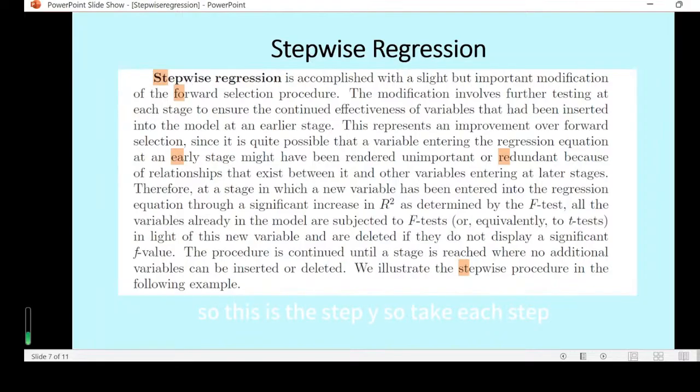So in each step, some of the variables can be removed with the addition of another variable. Then again, in the next step, we may choose this removed variable again for the model. So it's quite complicated, and stepwise regression can add and remove one single variable multiple times in different steps.